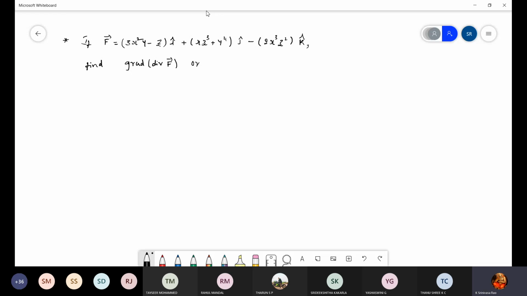How to symbolize this question, grad of div f? Grad is nothing but the operator del. In between, don't write anything, just open the bracket. Div f is nothing but del dot f. This is the symbolic form of our question, grad of div f. Got it?